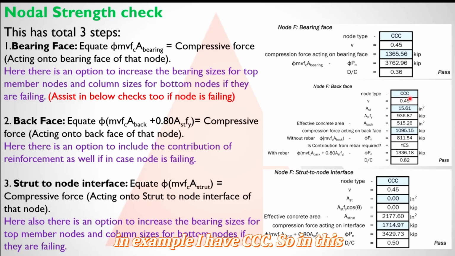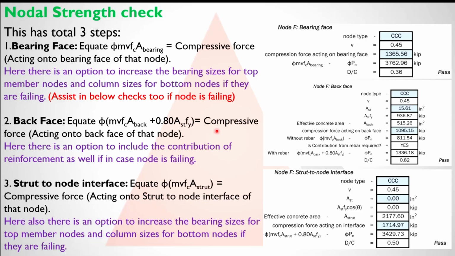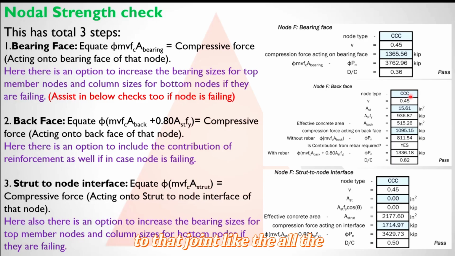Yeah, in the example, I have a CCC node. In this CCC, we have a back face. On that back face the compression is coming, but we will include the reinforcement as well, which we are providing on the top member. Also, irrespective of it being all struts onto the three faces, we can include the rebar capacity if you want. This CCC is based on the behavior of the member which is coming onto that joint.